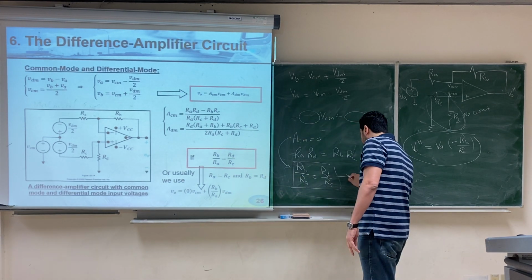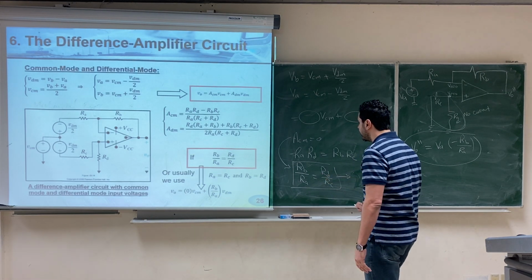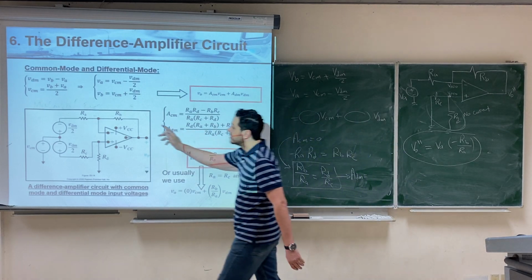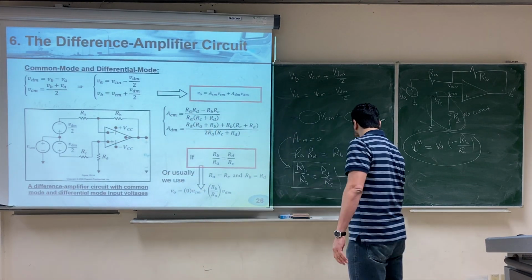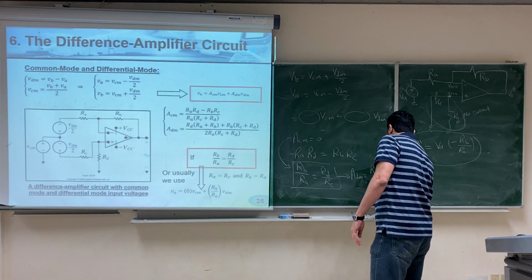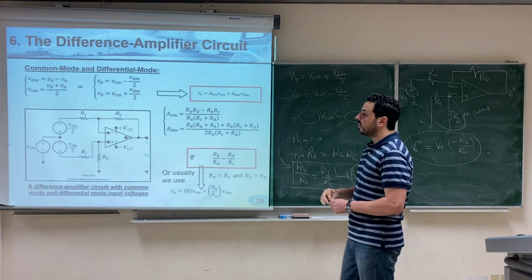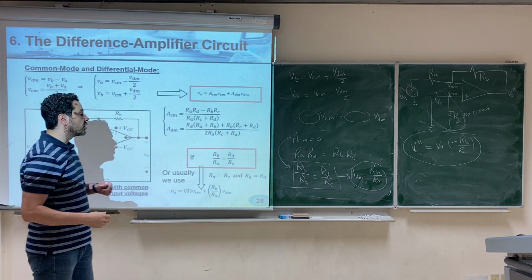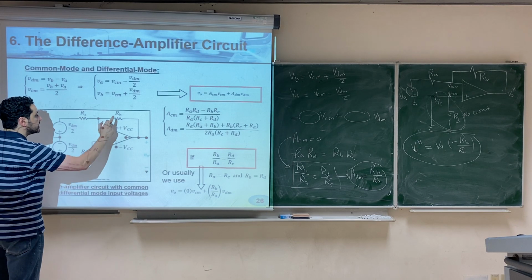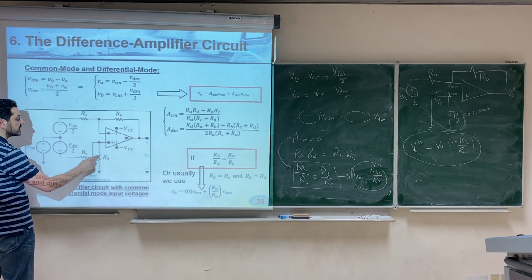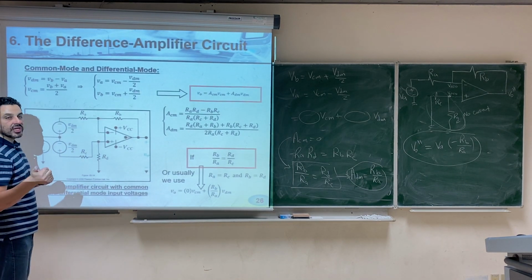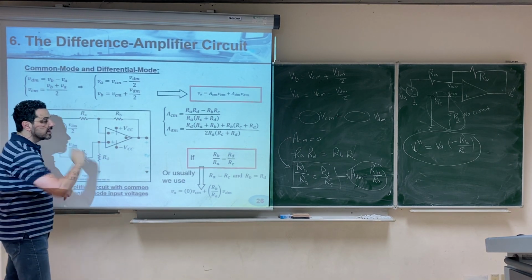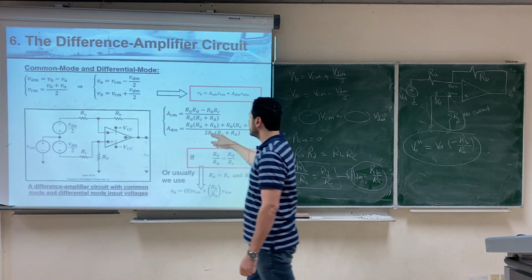So in the case that the common mode gain equals 0, the differential mode gain will be the ratio RB over RA. So this is something that you need to memorize. The condition for the common mode gain to be 0, and what happens in this case for the differential mode gain. So the condition again is this resistor over this resistor equals this over this. In this case, the common mode gain will be 0, and the differential mode gain will be this over this, RB over RA. And you can verify it from here.